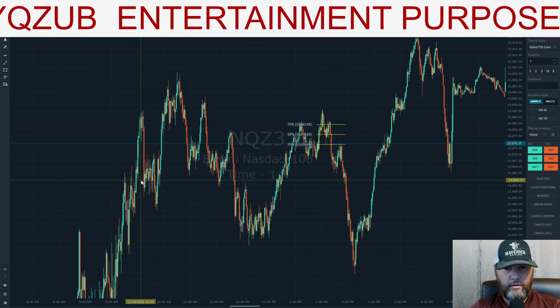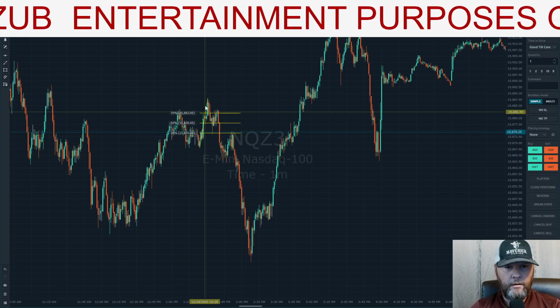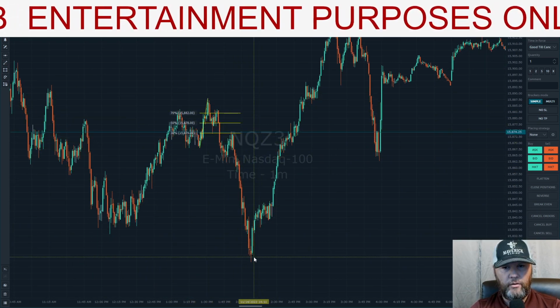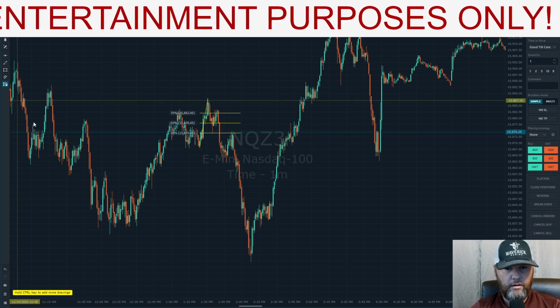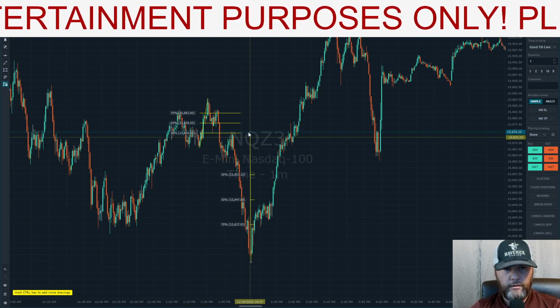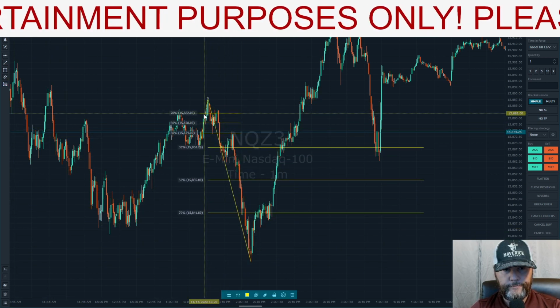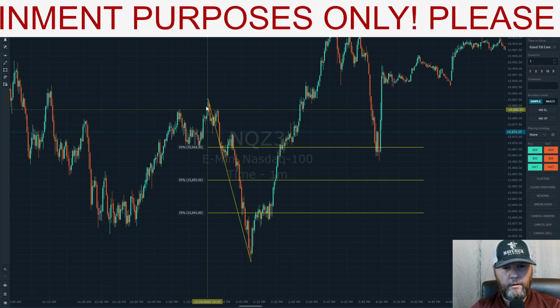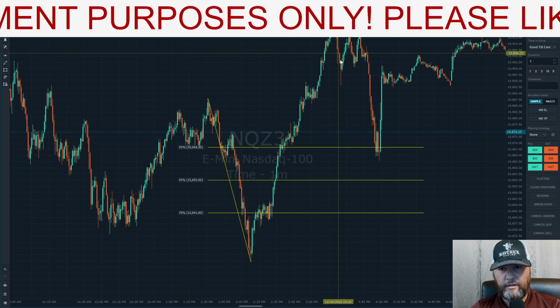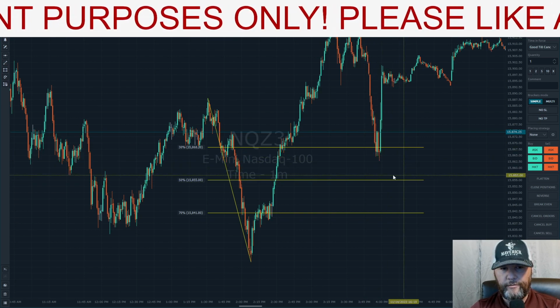Now, as we zoom out, what do we got here? We have a high. We have a low. So now this is a larger leg on the 1 minute chart, right? Let's take that one off. That's a larger leg on the 1 minute chart. Does it come back to the 50 though? It does not.